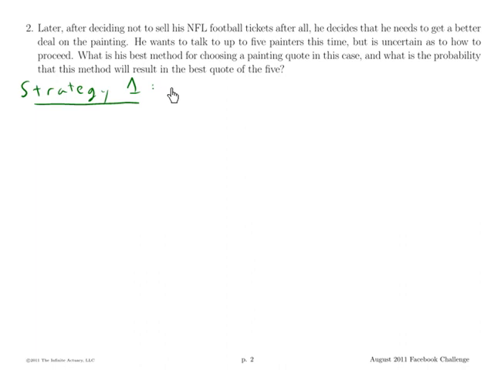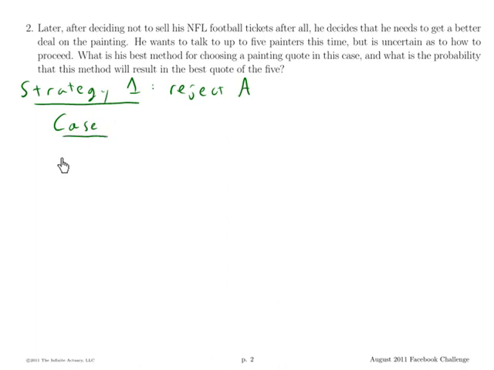My first strategy I'm going to consider is I will automatically reject painter A exactly as before. And then I do the same thing I did in the previous problem. I'll accept the next bid that's better than painter A's. Now, as before, I'm still going to ultimately have some cases. I don't want to have 120 different cases.